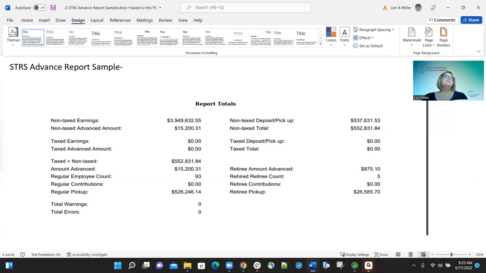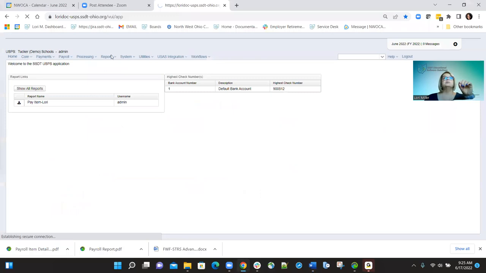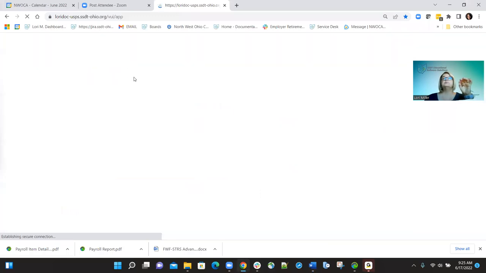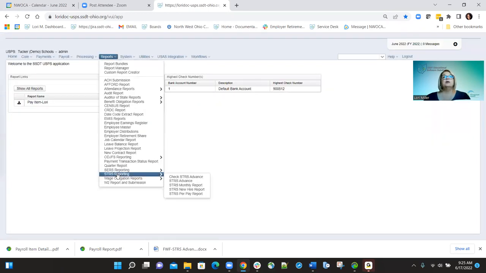If a district wants to find advanced amounts that were paid over last summer, you can go out, and let me just show you here. You can go under reports to the STRS reporting. Sorry, I had to restart my session. Here we go. So go to reports, under the STRS reporting, go to this check STRS advance report.